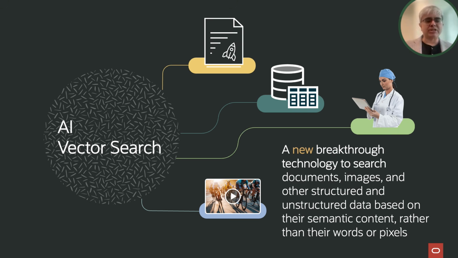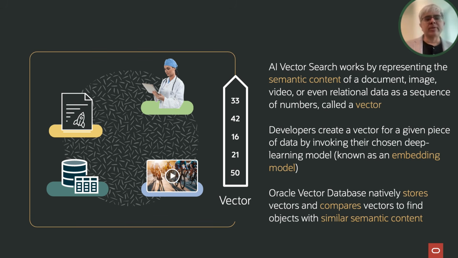This is now made possible by a new breakthrough technology known as AI vector search. AI vector search enables searching a variety of data types, such as documents, images, as well as structured data and unstructured data, based on the semantic contents of the data, rather than the actual values like words or pixels. The way this works is AI vector search represents the semantic content of data, such as, again, documents, videos, images, or even relational data, as a sequence of numbers called a vector.